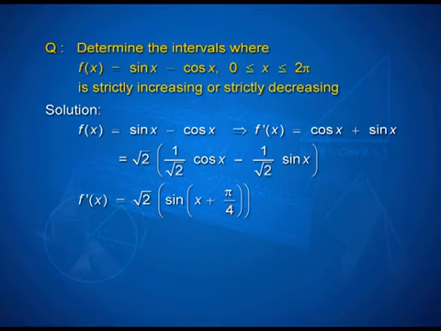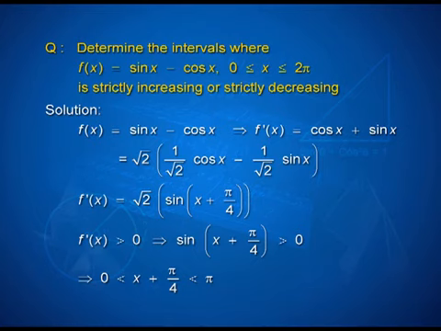Now, f dash x will be greater than 0 if sin of x plus pi by 4 is greater than 0, which means I need a condition on x plus pi by 4 from here. Sin theta is positive if theta lies in the first and second quadrant. So, x plus pi by 4 must be between 0 and pi, which gives me a condition on x as between minus pi by 4 to 3 pi by 4.